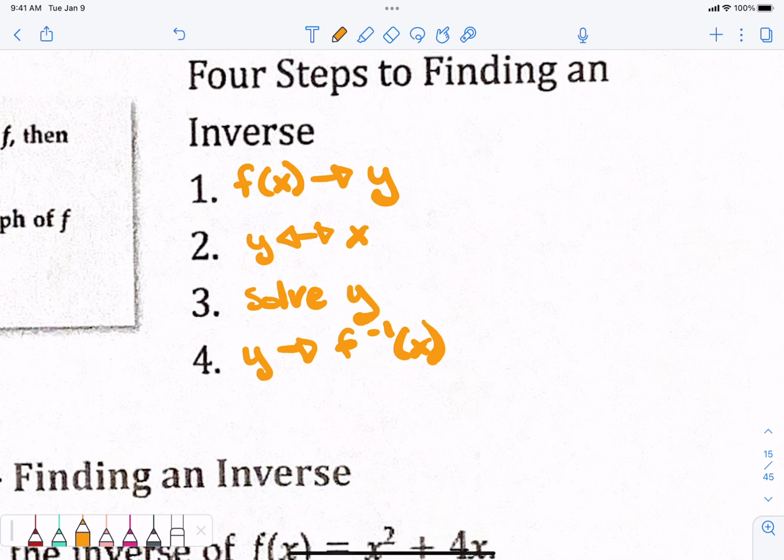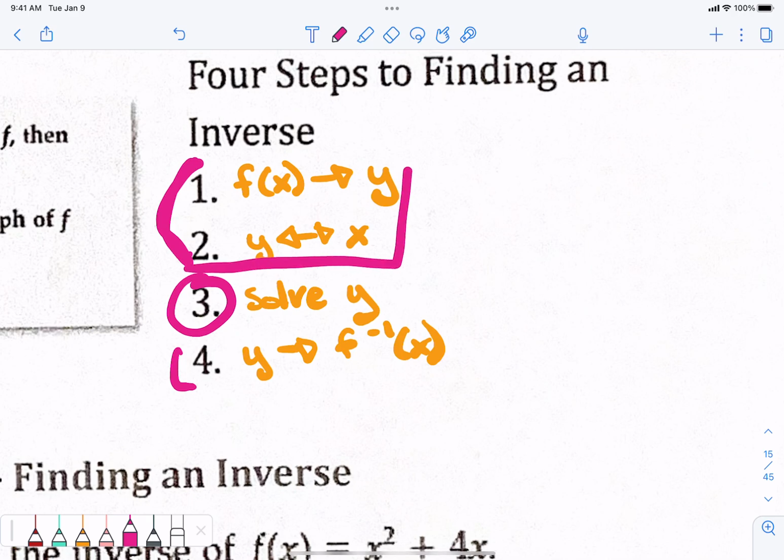So really the hardest step is probably step number 3 where you're solving for y. Otherwise, you're just renaming stuff like steps 1, 2, and 4. In fact, most people in trig and calc, my algebra kids, I make sure they do step 1, then do step 2. But in trig and calc, you guys can do step 1 and 2 at the same time, right?